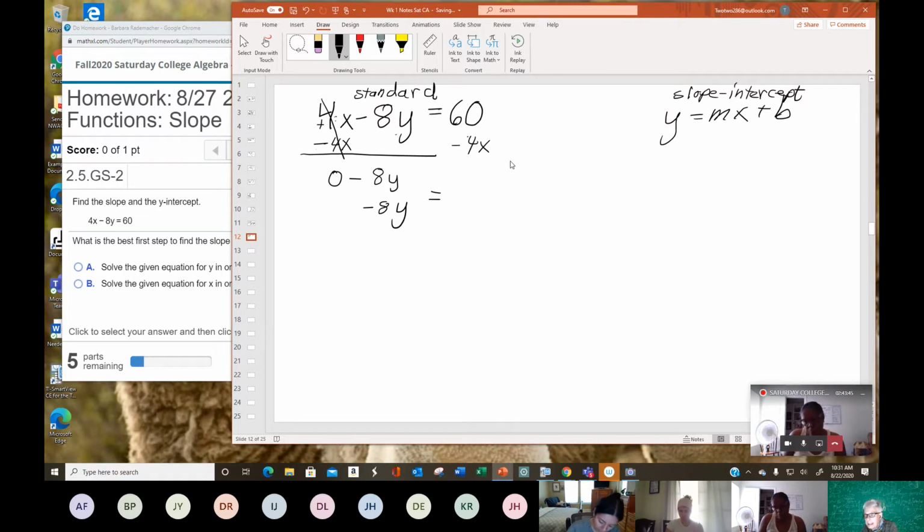Over here, I could say 60 minus 4x, but we always put the x term first because that's the way you write slope-intercept form. So I'll take the term and its sign, negative 4x. 60 up here is positive 60, so I'll have a plus 60 here. And that's the change I've made so far. Negative 8y equals negative 4x plus 60.